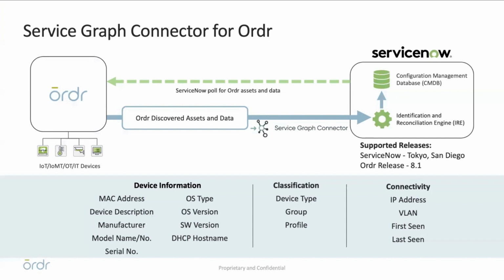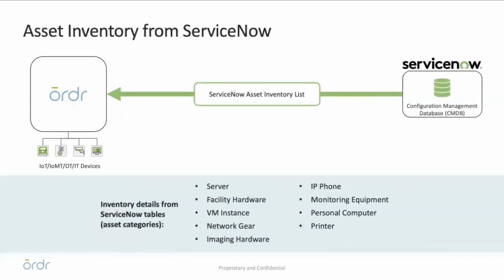Yep, and a couple of requirements on the supported release side. From a ServiceNow perspective, the Service Graph connector for Ordr app is supported in the Tokyo and San Diego releases or newer. And on the Ordr side, Ordr 8.1 and newer will be required to take advantage of this integration.